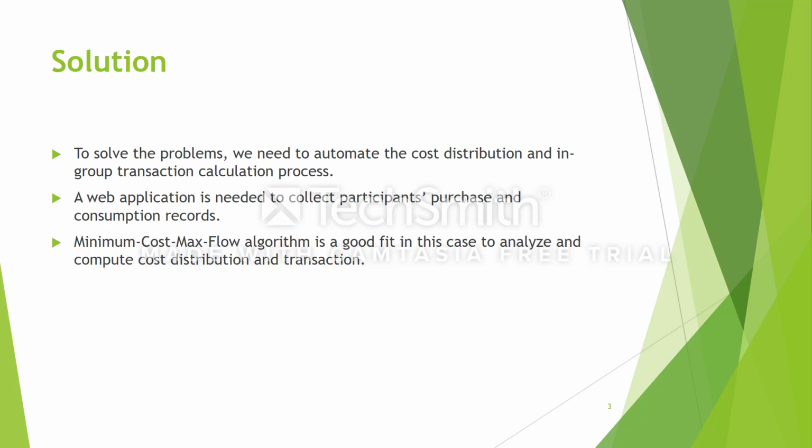So the proposed solution of GoDutch is we're going to automate the whole cost distribution process and minimize the total number of transactions among the group. We're going to deliver the solution through a web application to collect the user's purchase and consumption records. To minimize the total number of transactions within the group, we think minimum cost max flow could be a good fit.